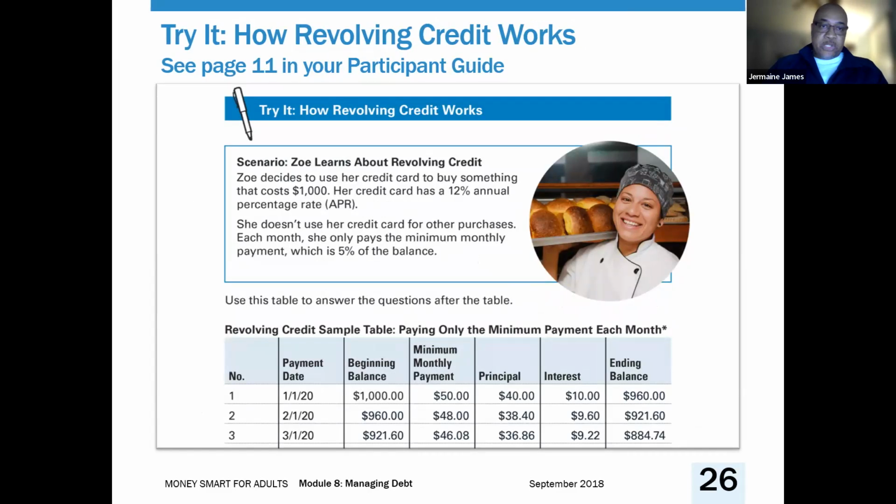The next participant guide is on page 11, which talks about how revolving credit works. Similar thing, there's a scenario where Zoe learns about revolving credit. Read through it, and of course, use the tables to answer the questions after the table.